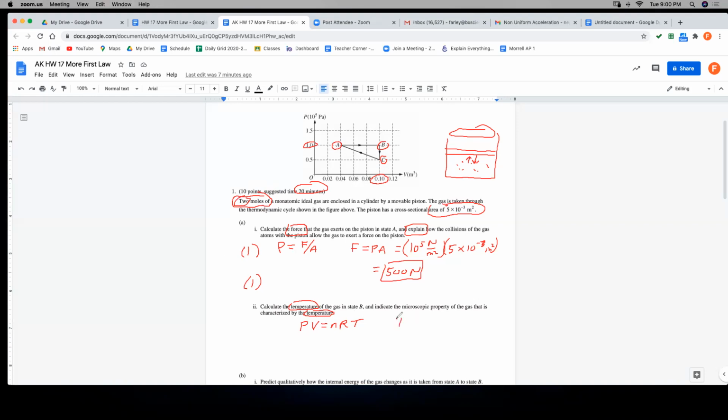So the temperature is just going to be PV over nR. All right, and we've got our P is 10 to the 5th. Our V is 0.1.